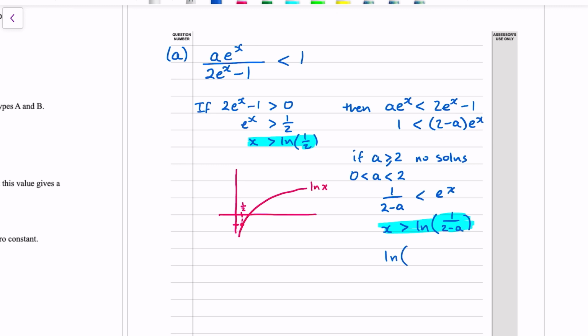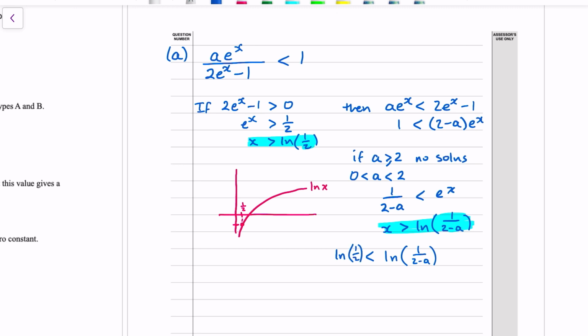log of 1 over 2 minus a, we're going to be taking away a positive number, so for example, if a is equal to 1, then we've got log of 1. If a was equal to 0.5, we've got log of 1 over 1.5. And so we need to think about what we get there and what direction this inequality is in. We're actually going to be greater than log of 1/2.